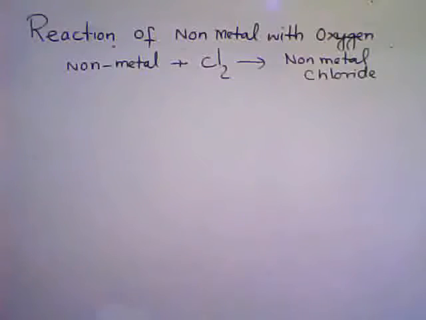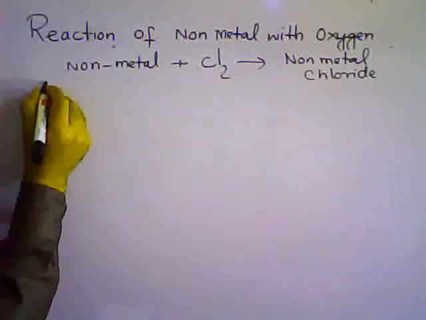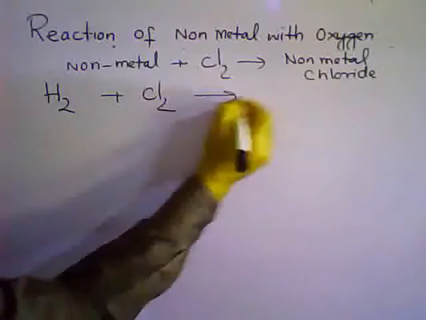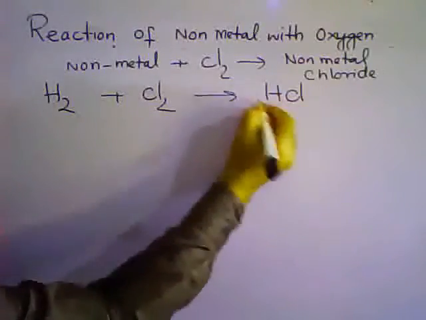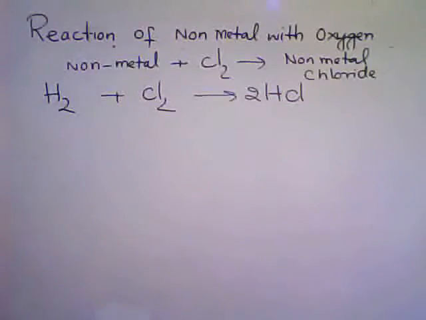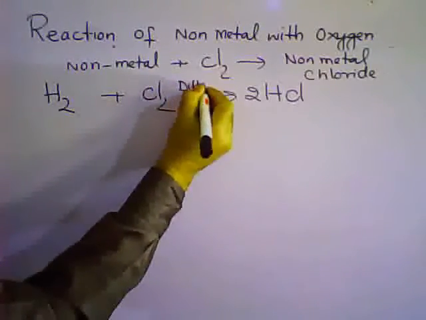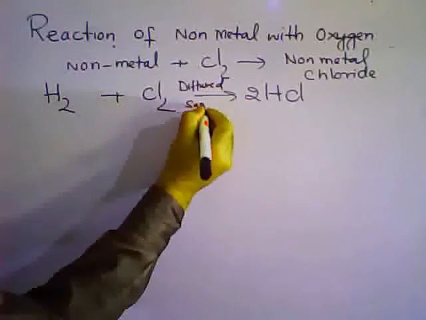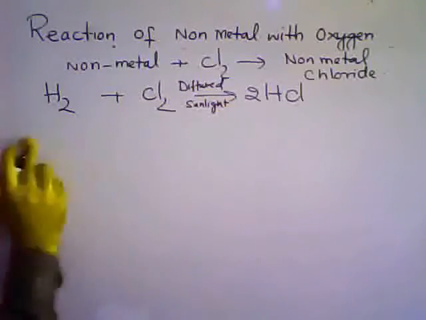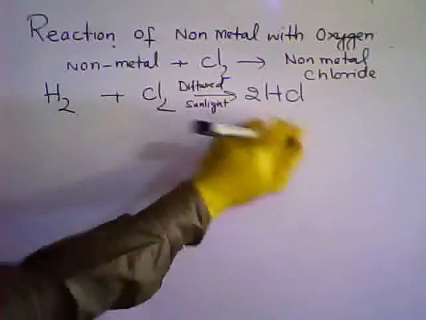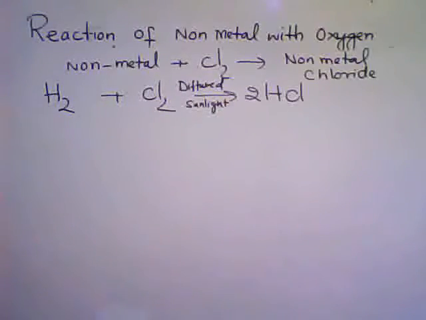Now this reaction will also occur at different conditions. For example, we have hydrogen. This hydrogen is reacting with chlorine, and the product formed will be hydrogen chloride. So this is 2HCl. This will form when we are having diffused sunlight. When we pass sunlight in the reacting vessel, or we expose the reacting vessel to sunlight, the product formed will be hydrochloric acid or hydrogen chloride.